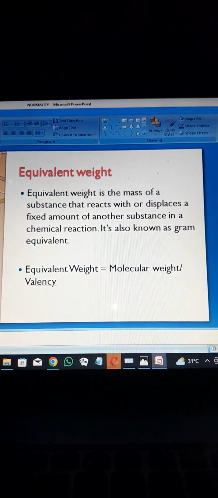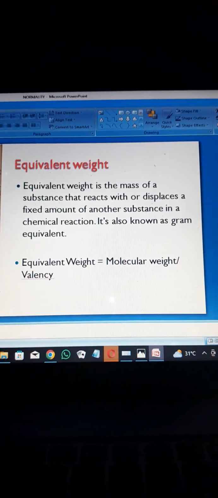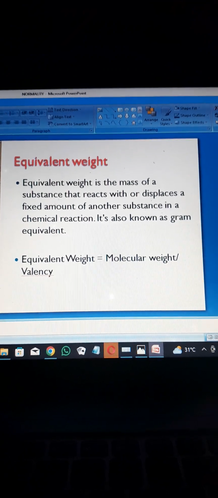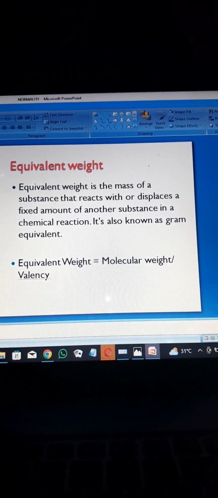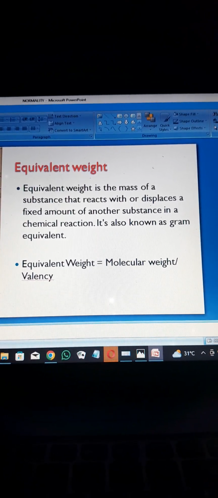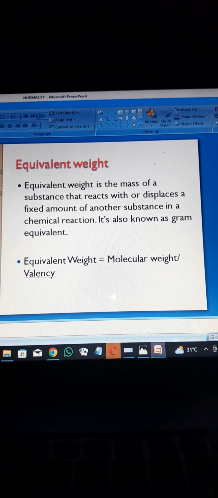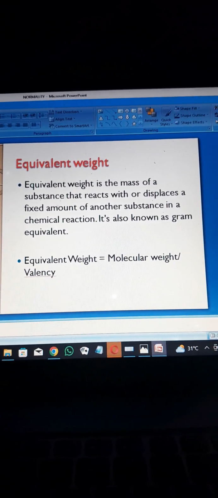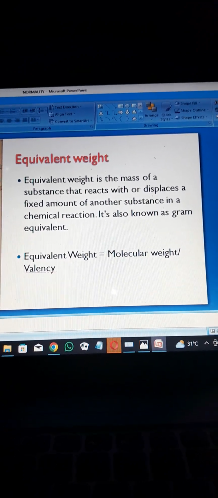But first, let's come to equivalent weight. Before that, we need some knowledge about the equivalent of a substance. Now, what is equivalent weight? Equivalent weight is the mass of a substance that reacts with or displaces a fixed amount of another substance in a chemical reaction. It is also known as the gram equivalent. What is its formula? Its formula is molecular weight divided by valency.